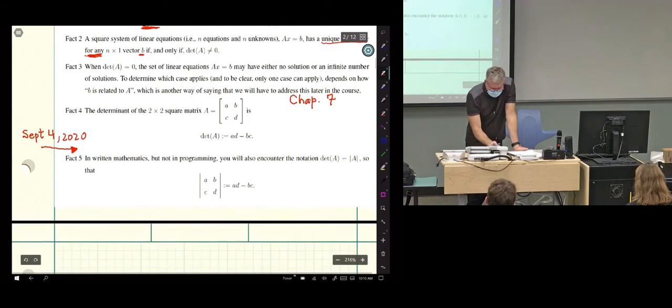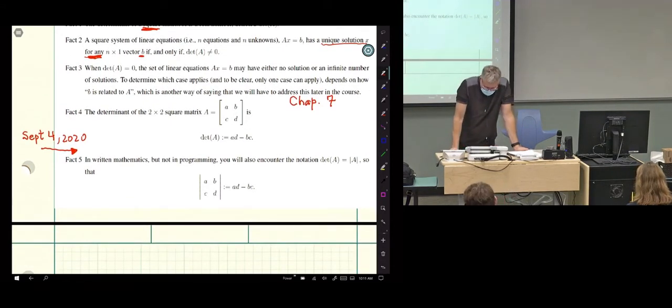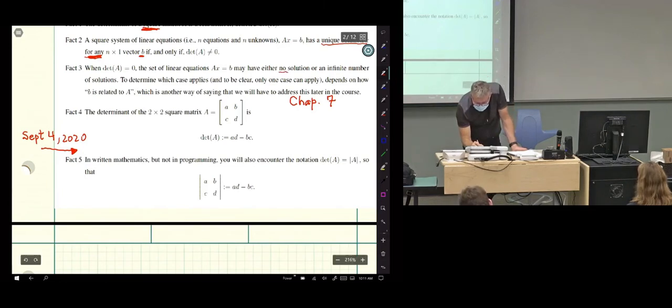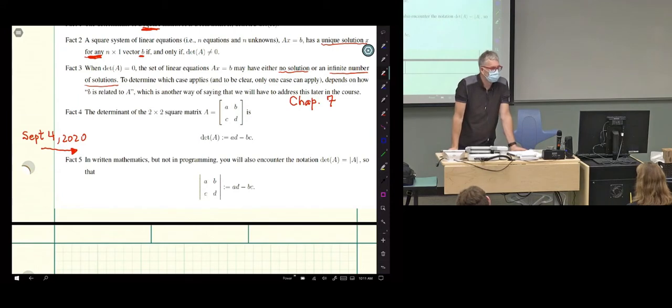Now, when the determinant is 0, that's when things go south. You can have two possibilities. You can have no solution, or you can have an infinite number of solutions. And we did examples of equations like that on Monday of last week, and we're going to revisit those equations with the determinant as a perspective of looking at them. So we're going to see some examples of that.